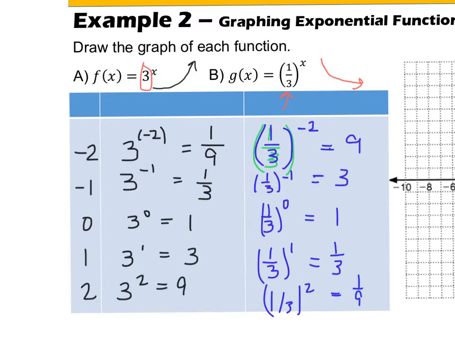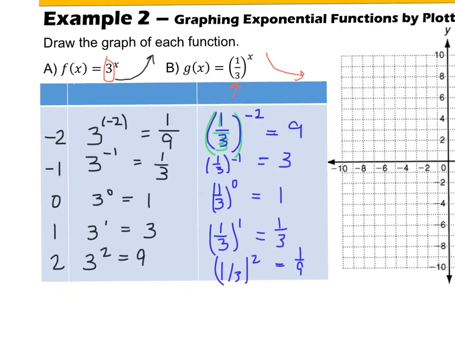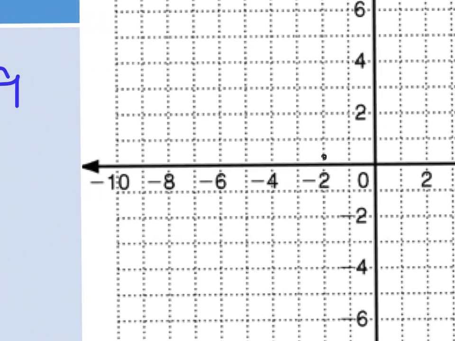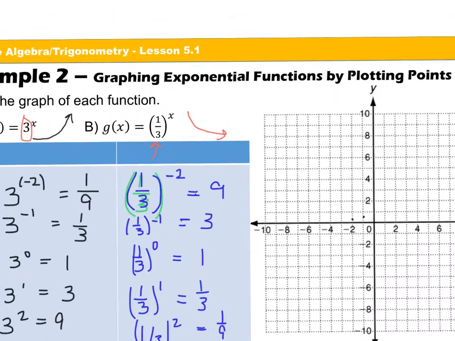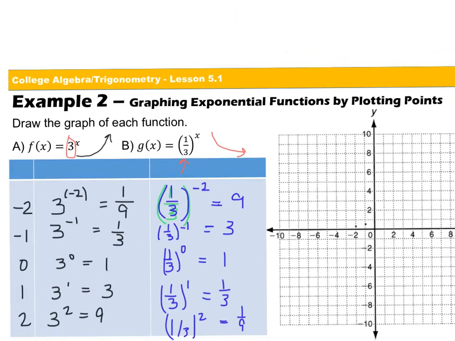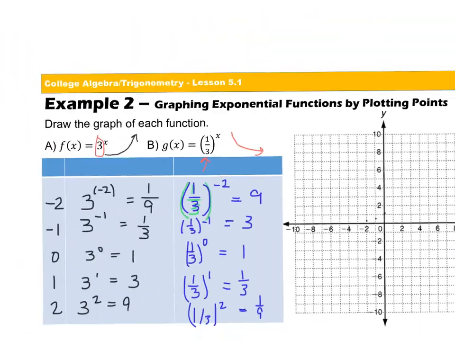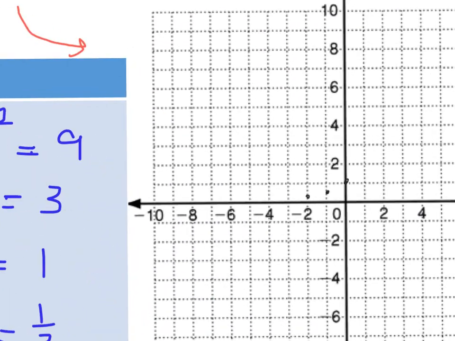Look visually at what happened. Our first one is a growth. As we plugged in our numbers, we went 1/9, 1/3, 1, 3, and 9. The other one was a decay. So watch, if I graph this in black first: at negative 2, 1/9, so about here. At negative 1, we had 1/3. At 0, we had 1. And then at 1, we had 3.